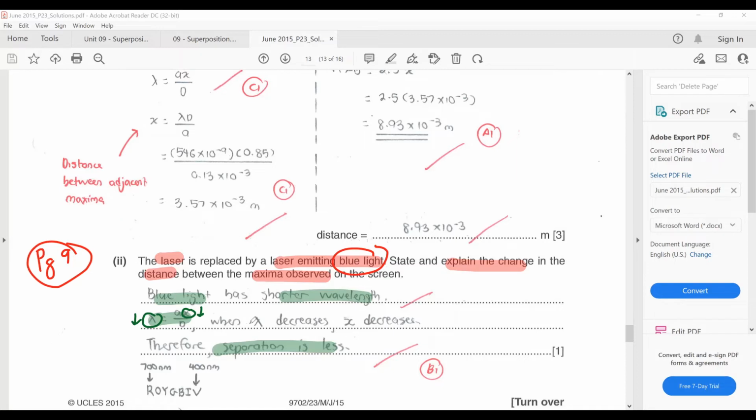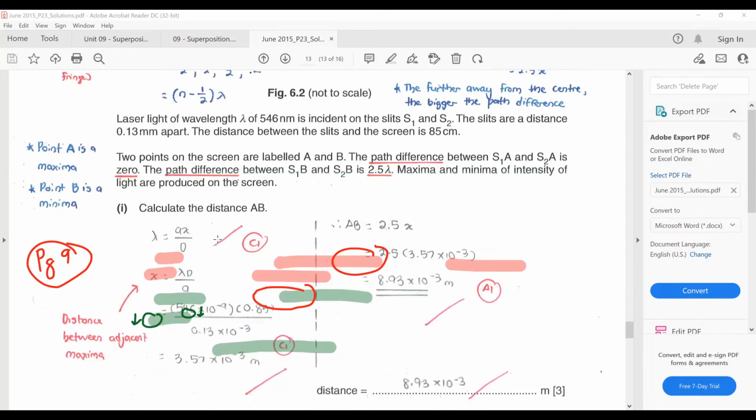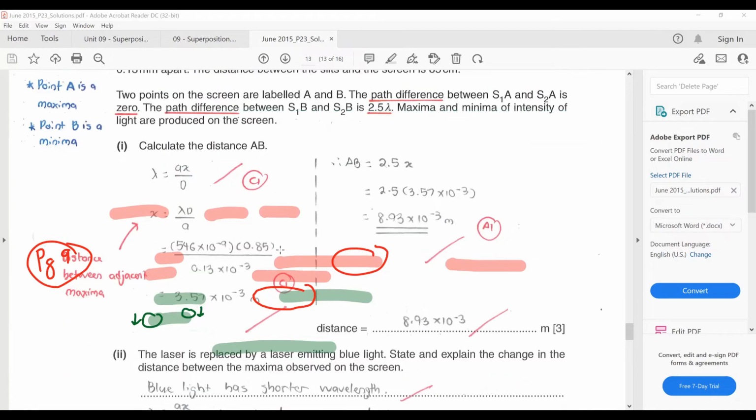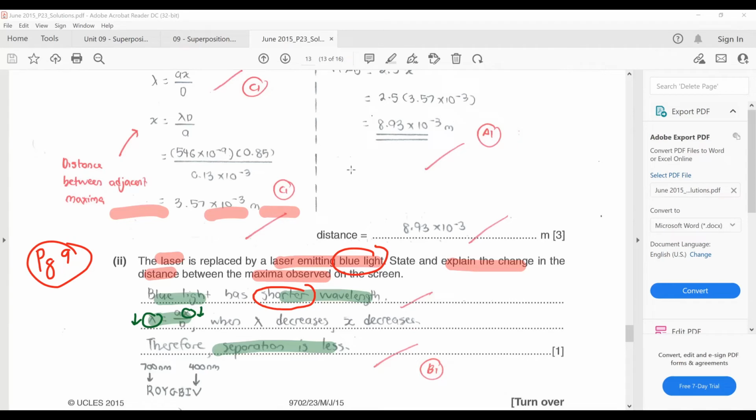Now, how do you know in the first place that blue light has a shorter wavelength? The question didn't specifically tell us what color of light it was. They mainly mentioned laser light of wavelength lambda 546 nanometer is incident on the slits. So they only mentioned the wavelength itself, but they never mentioned the color. They told us it was 546 nanometer. So how did I know that blue light has a shorter wavelength? They didn't tell us the color in the first place.